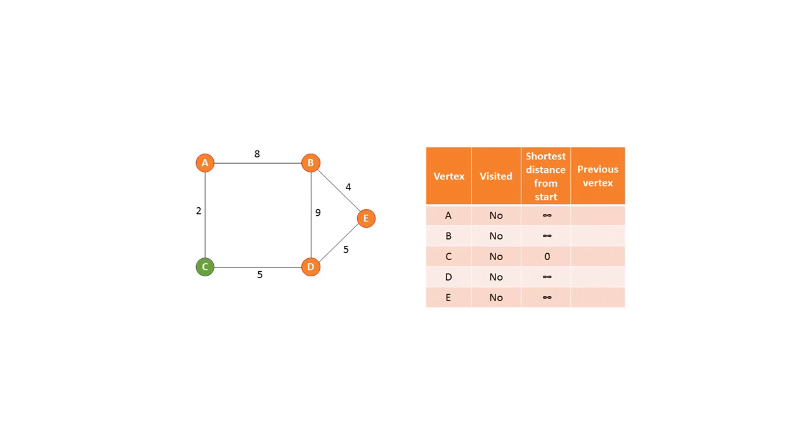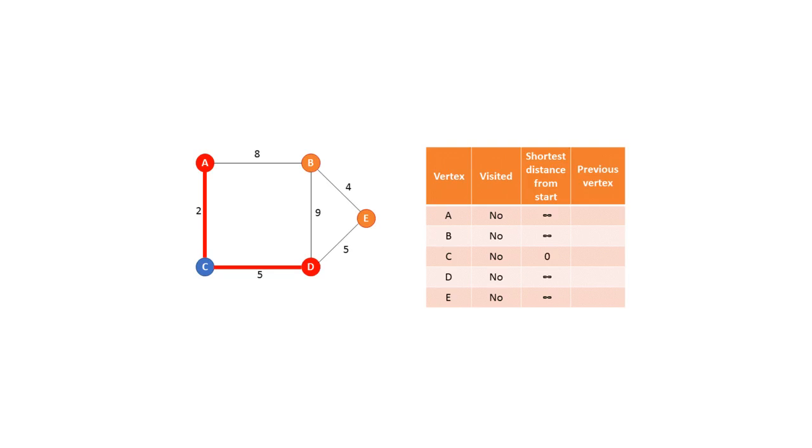Now notice we've put some additional data into our array. We've said that all the nodes are not visited, and we need to set an initial starting shortest distance for each of the vertexes as well. We need to pick a very large number, so traditionally we pick the largest of all numbers, and that would be infinity. Notice that the shortest distance from our starting vertex C is going to be 0.